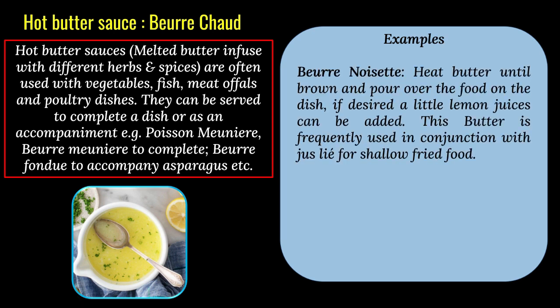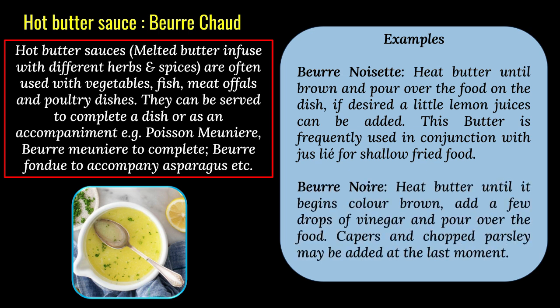Examples: beurre noisette, heat butter until brown and pour over the food on the dish. If desired, a little lemon juice can be added. This butter is frequently used in conjunction with jus julienne for shallow fried fish. Okay, so it is basically a brown color butter. Heat butter until brown. That is the main point. Beurre noisette.